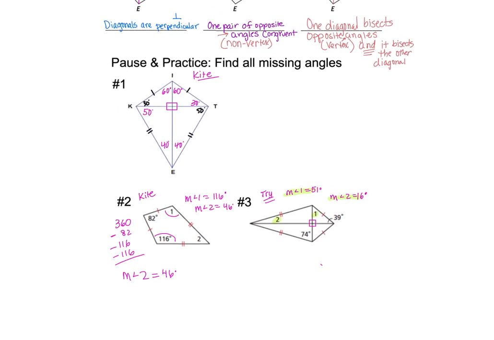Here is example 2. In example 2, I'm given these two angles, 82 and 116. I know that these two angles across from each other, my non-vertex angles, are congruent. So angle 1 is 116 degrees. To find angle 2, I have to know that all of these four angles, since it's a quadrilateral, sum to 360. So I would subtract 116, subtract 82, get 46. Angle 2 is 46.